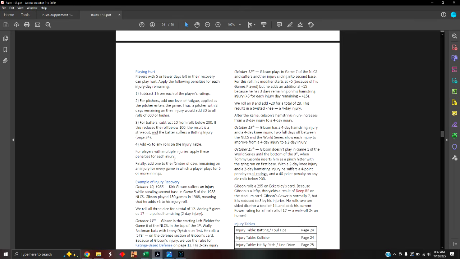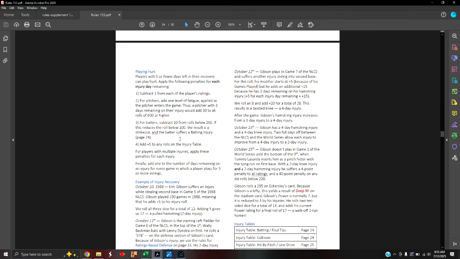For batters, in addition to the -1 per day of injury to all their ratings, you're going to subtract 10 for every day of injury for rolls below 200. So if the roll is 150, let's say, that would become a 130 instead of a 150. And if this reduces the roll below 100, then it's a strikeout and the batter gets a batting injury.